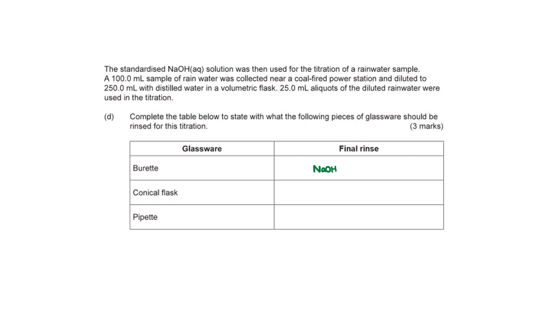Conical flask is distilled water. Not water. Water gets you 0. It's got to be distilled water. And what went into the pipette? It's the diluted rainwater. Not the original rainwater, because that's of a higher concentration. Got to be diluted rainwater.